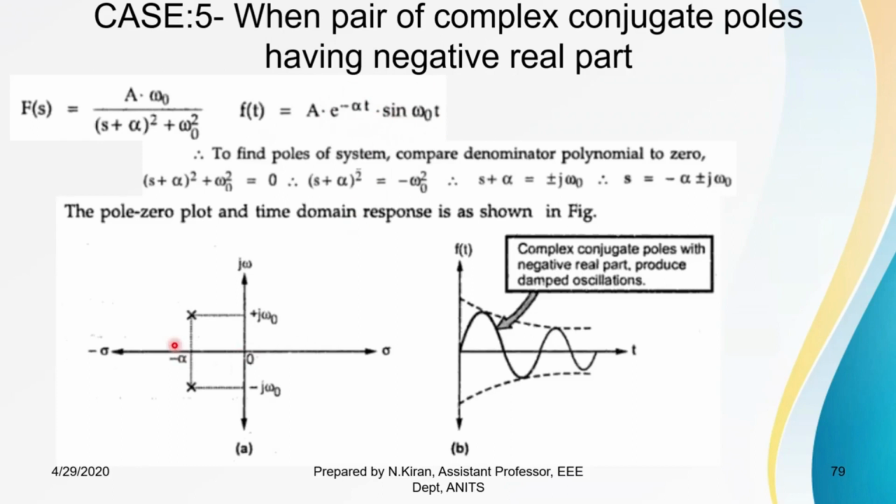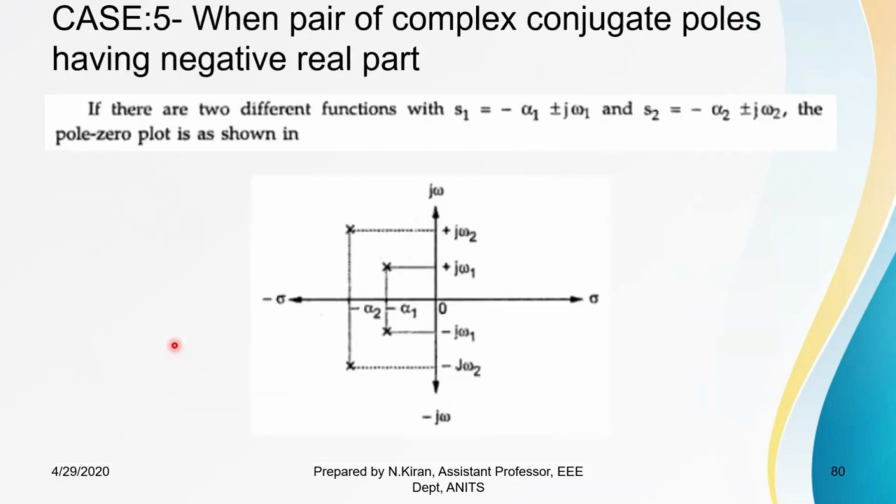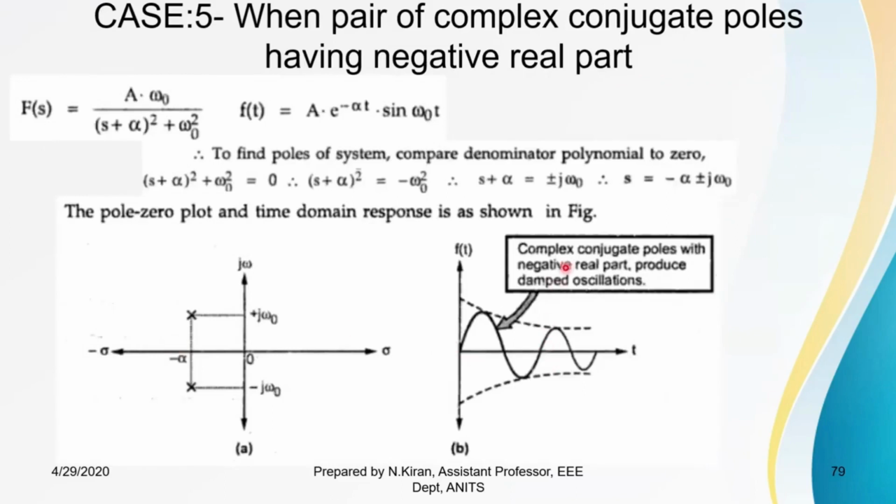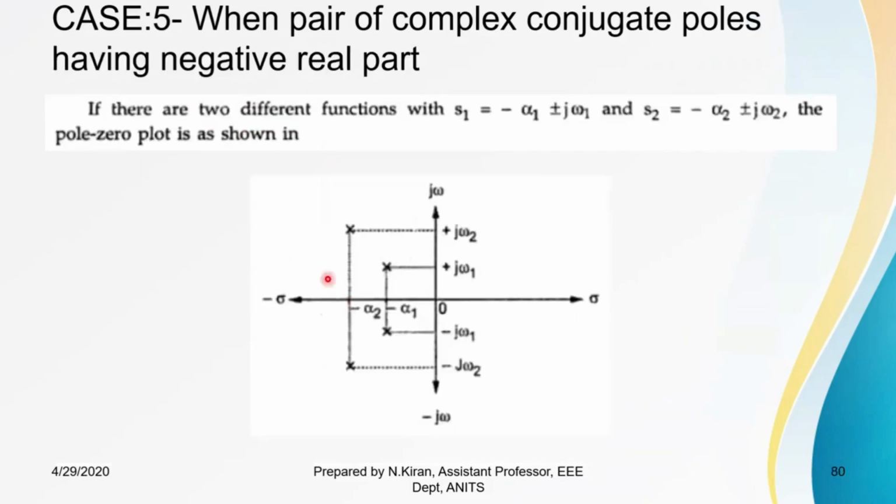So from this we can observe that if the complex conjugate poles have negative real parts, they will produce damped oscillations as shown in the figure. Suppose I have two functions of this type, that is minus alpha 1 plus or minus j omega 1 and minus alpha 2 plus or minus j omega 2.